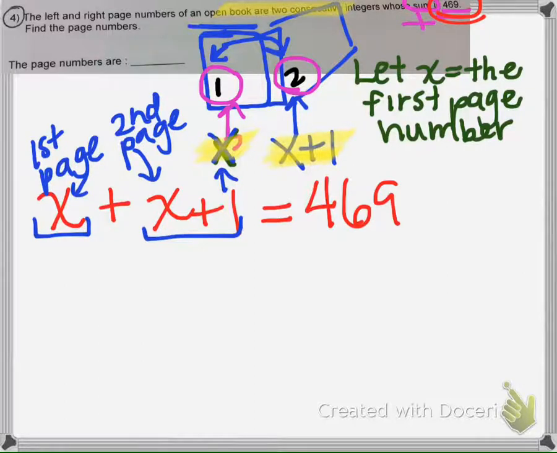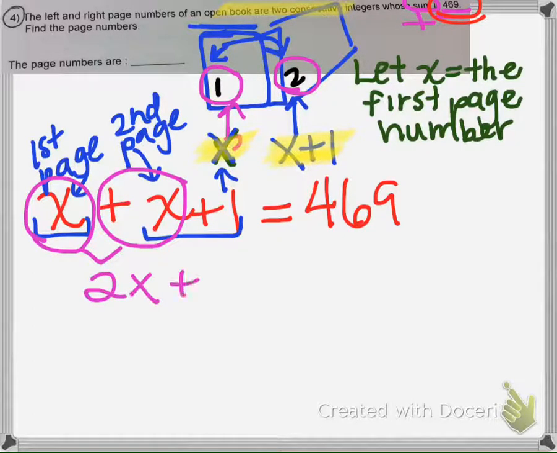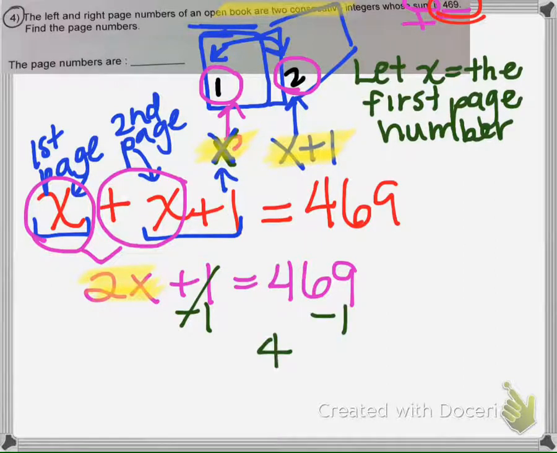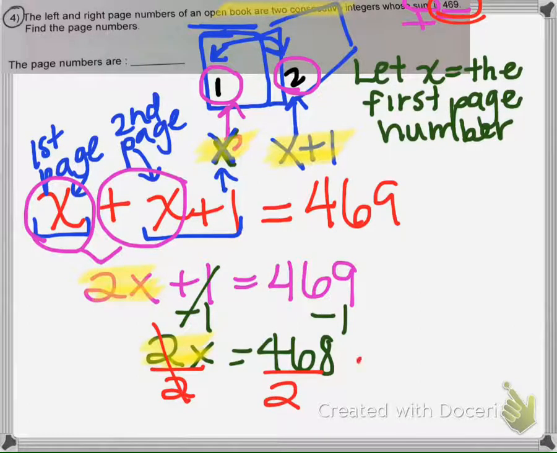So when we solve an equation, we're going to combine like terms. We're going to add x plus x, which makes 2x. And then we're going to go ahead and isolate our variable term by subtracting 1. And then lastly, to get that variable by itself, we're going to go ahead and divide by 2. So we would get that x equals 234.